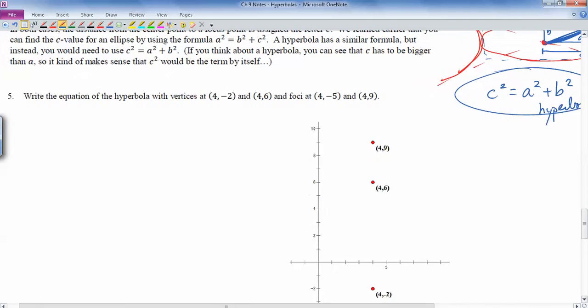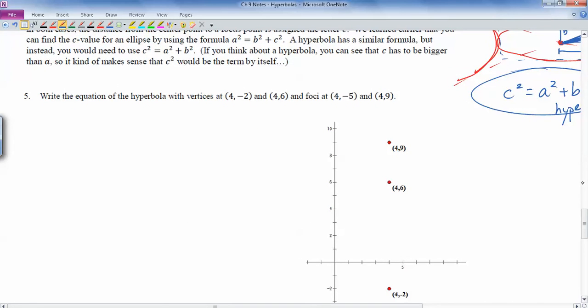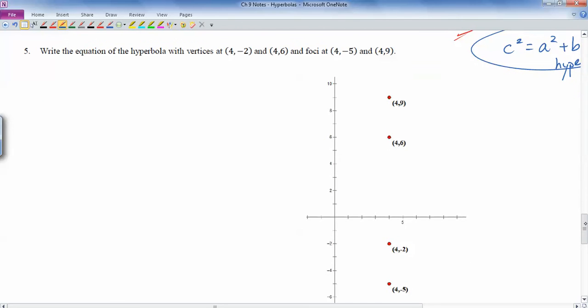All right. So write the equation of a hyperbola with vertices at (4, -2) and (4, 6). Okay, so here's a vertex, and here's a vertex, and foci at (4, -5) and (4, 9). So this is a focus, and this is a focus. Okay, so you can kind of picture, remember, if this is your hyperbola, the foci are here and here. So for this, the hyperbola is going to open out like that.